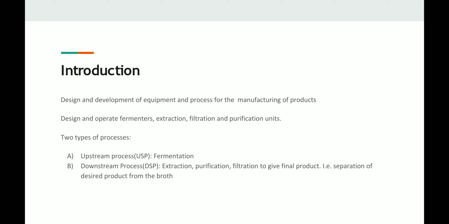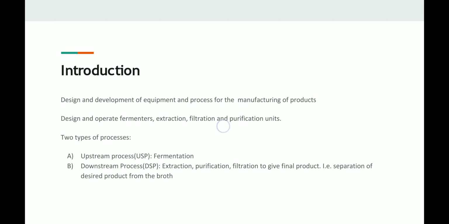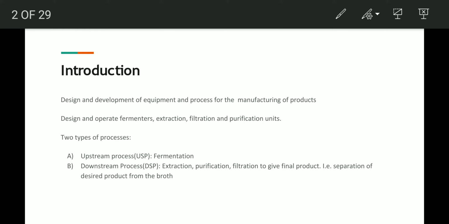What type of processes does bioprocess technology use? So we use fermentation, extraction, filtration, chromatography, purification in bioprocess technology. There are mainly two types of processes that are used in bioprocess technology. One is called the upstream or USP, which involves fermentation.